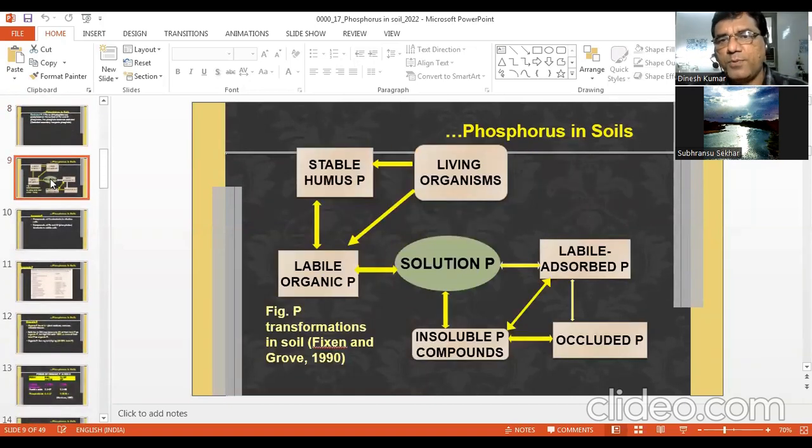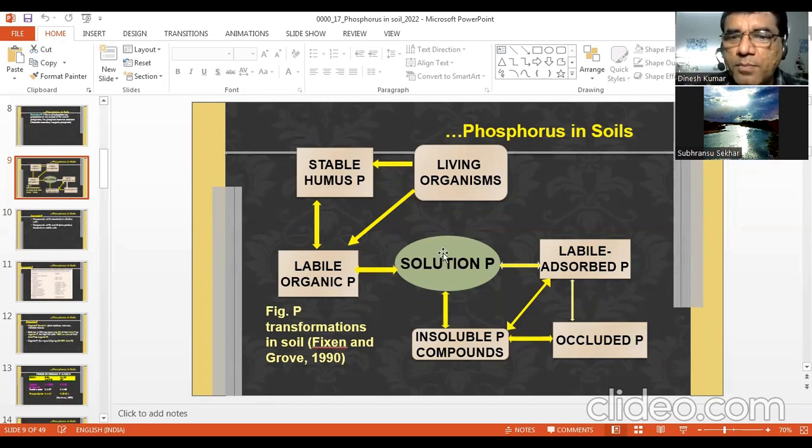Now you see the phosphorus cycle in soil. This is not exactly a cycle. It just shows the different forms of phosphorus in soil. Suppose there is solution phosphorus. In the solution phosphorus, you will have H2PO4 and HPO4. Only two inorganic forms can be taken up by plants. Phosphate, triphosphate, cannot be taken up by plants. It is only H2PO4 -1 and HPO4 -2, monovalent and divalent. These forms can be taken up by plants, and these are in the soil solution.